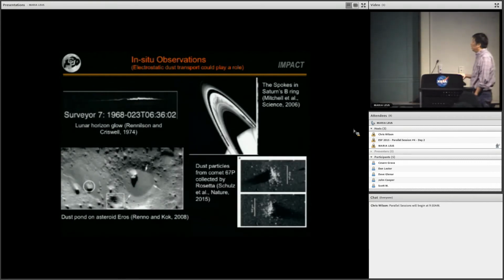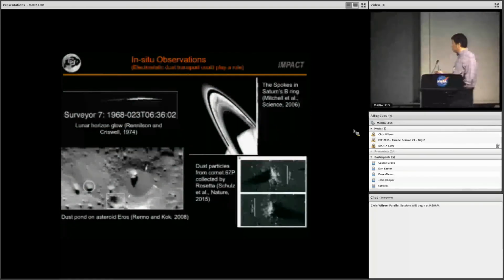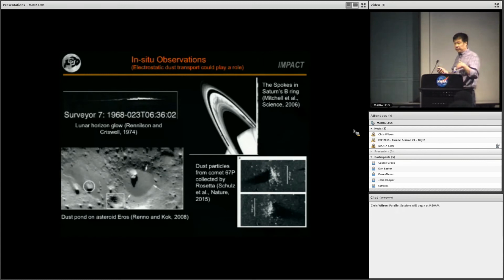So here are some in-situ observations that may link to these electrostatic dust transport scenarios. This is lunar horizon glow, and this is the fine deposition of dust particles in the bottom of the crater on asteroid Eros. And here are the spokes, dark lanes in Saturn's rings. And very recently, Rosetta has collected very fluffy dust particles coming off the comet.